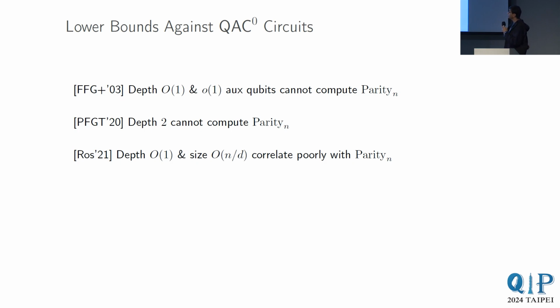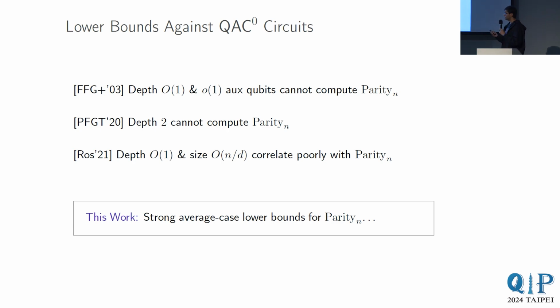We know that if you've got a constant depth circuit with, I think, log n ancilla qubits, then you cannot compute parity. We know that if you've got a depth 2 circuit with an arbitrary number of ancillas, then you cannot compute parity. And I think in 2021, Greg showed that if you've got a constant depth circuit with sublinear size, sorry, sublinear number of ancillas, then you get somewhat poor correlation. I think he showed that you mess up on a polynomial fraction of the input space.